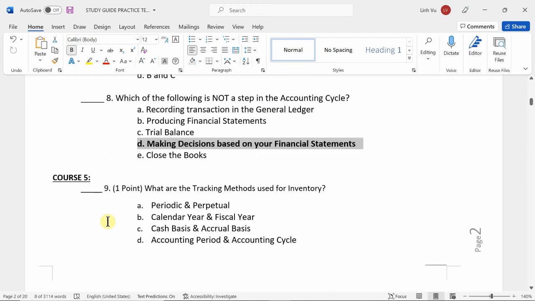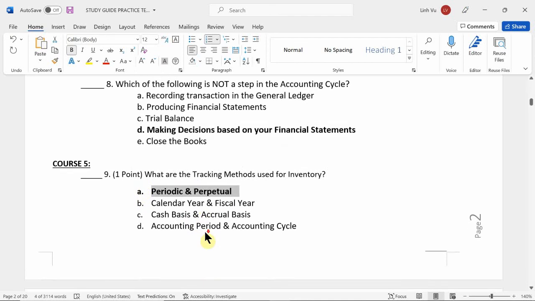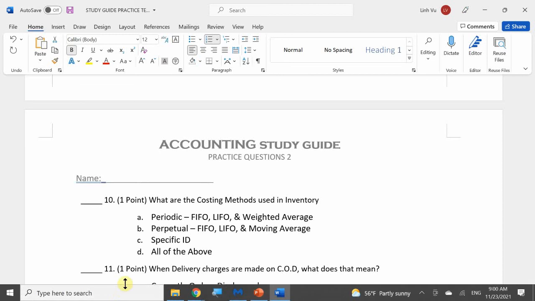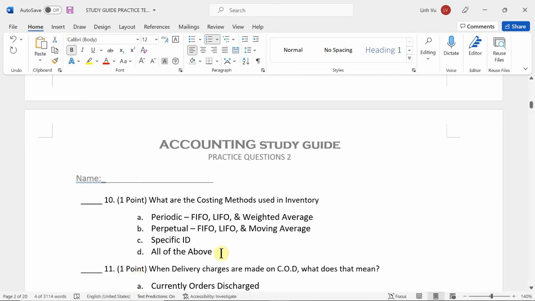Okay? So I'm going to be moving into chapter 5 territory here. So chapter 5, all right. What are the tracking methods used for inventory? A. Yes, periodic and perpetual. Okay. All right. What are the costing methods used for inventory? D. Yeah, all of the above.